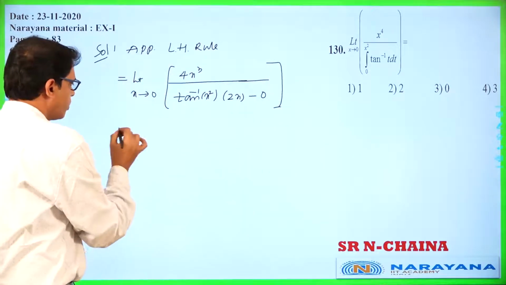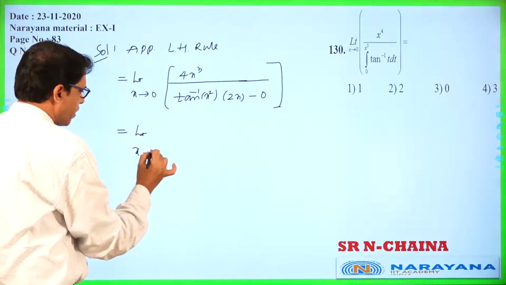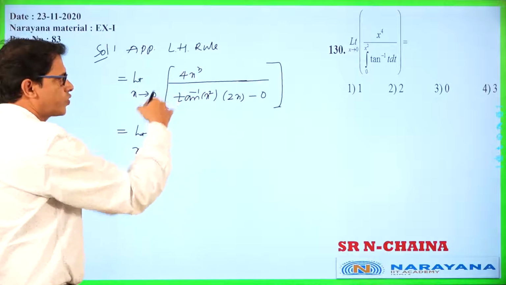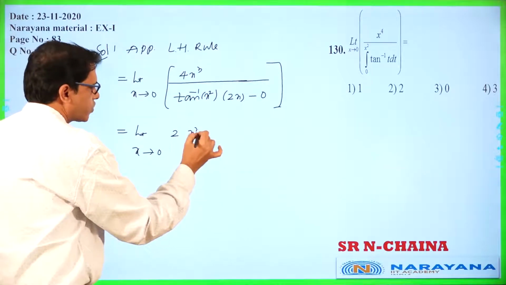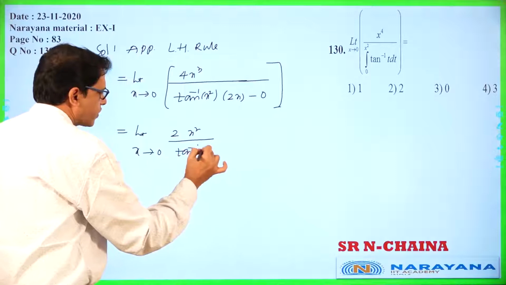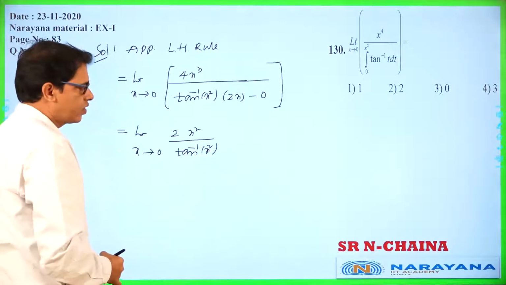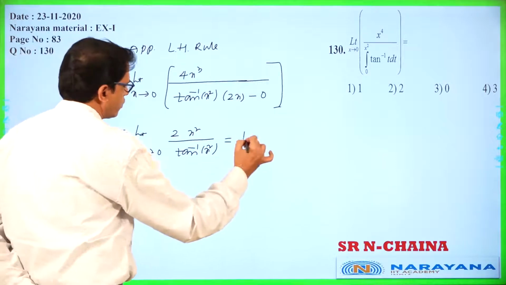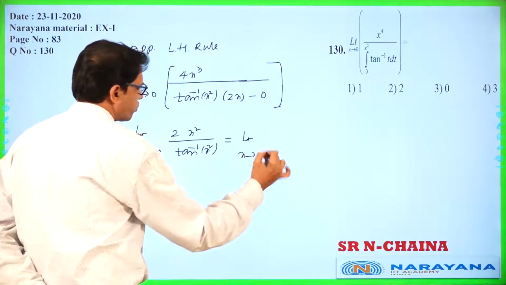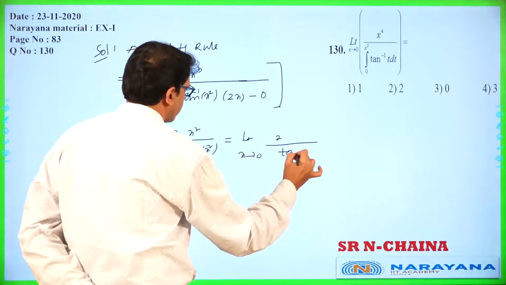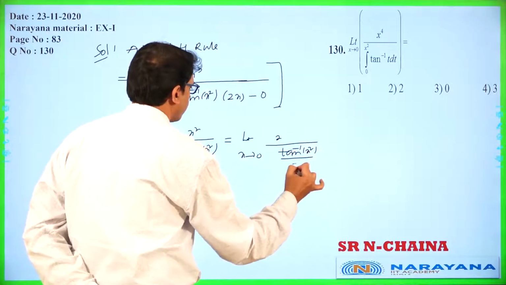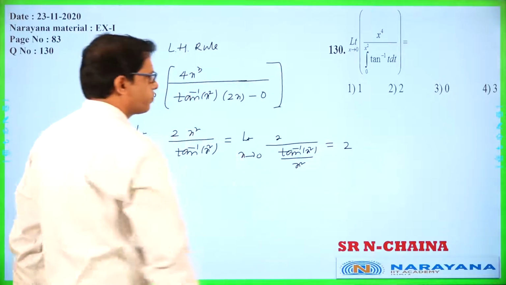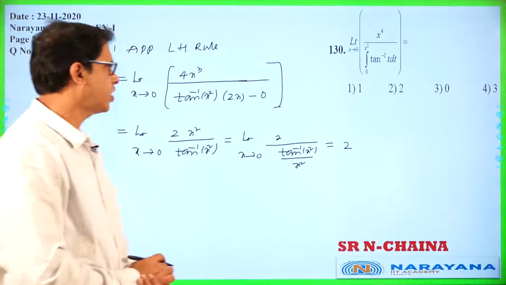Now what are we left with? Limit x tends to 0. Here you can cancel 1 x, so 2 also gets cancelled. So 2x square upon tan inverse of x square, so this part becomes 1. Or you can write this as limit x tends to 0, 2 upon tan inverse of x square by x square. This part becomes 1. So result will be 2.